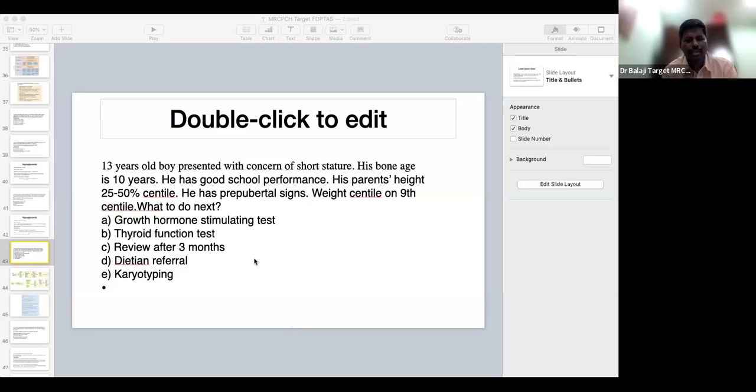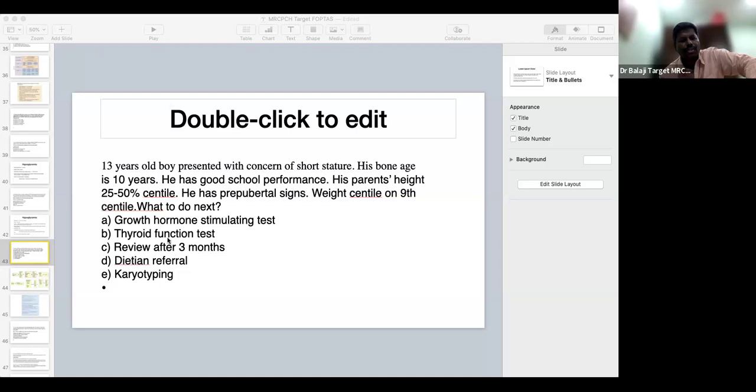So, straight away it looks hormonal, and whenever you have a short stature, you tend to think of growth hormone. But what to do next? It is not that easy to do a growth hormone stimulation test. You need a specialist opinion. You give insulin, hypoglycemia happens, you need to monitor, so you have to take serial samples. So it's not that easy to do the growth hormone stimulation test.